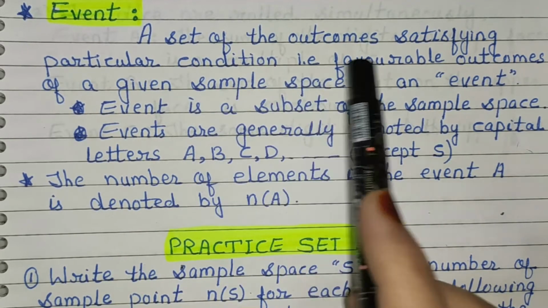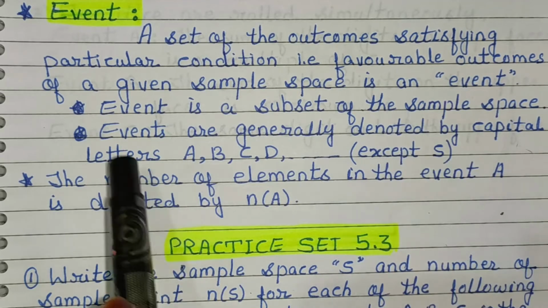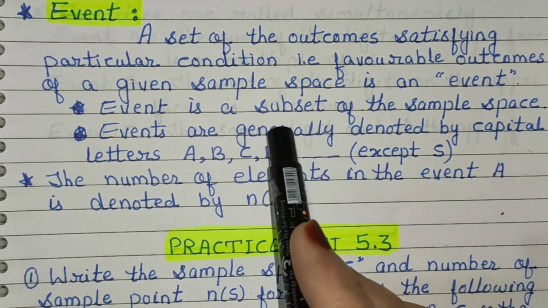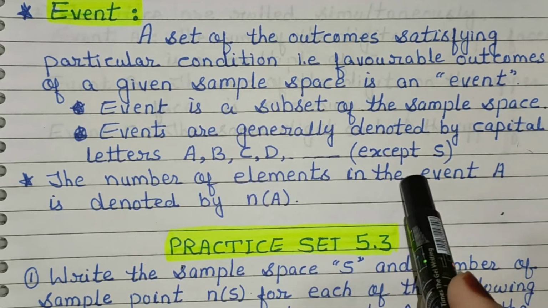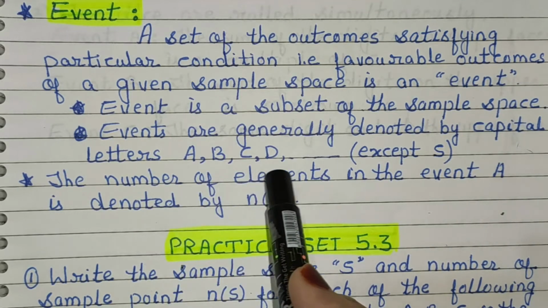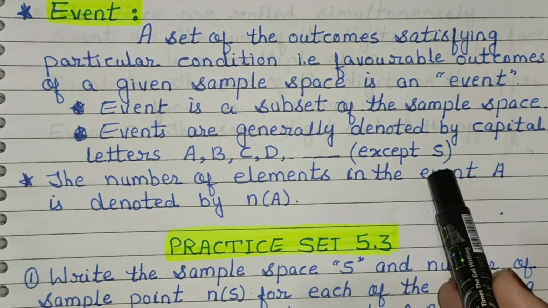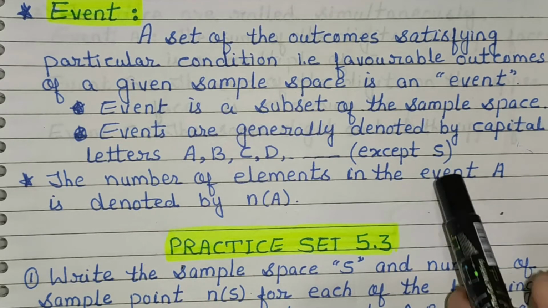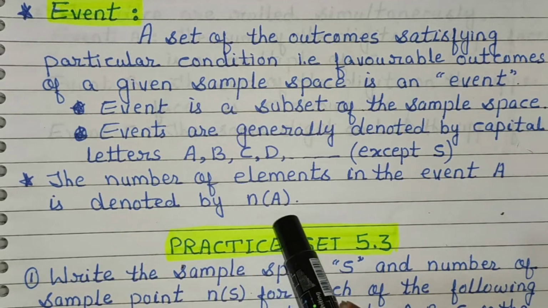Next topic is event. A set of the outcomes satisfying a particular condition, that is, favorable outcomes of a given sample space, is an event. An event is a subset of the sample space. Events are generally denoted by capital letters A, B, C, D and so on, except S, because S is denoted for the sample space. The number of elements in the event A is denoted by n(A).